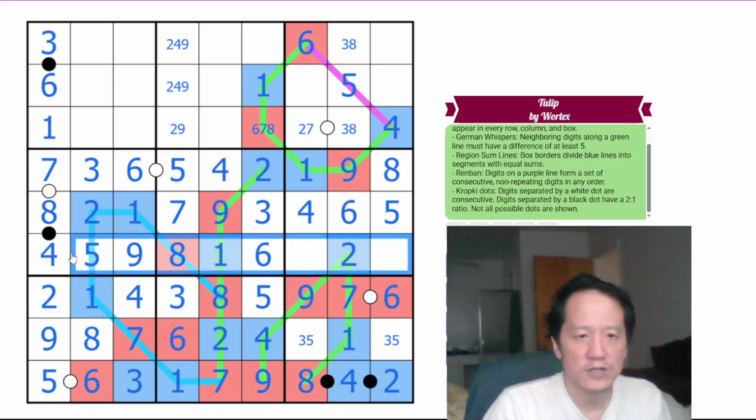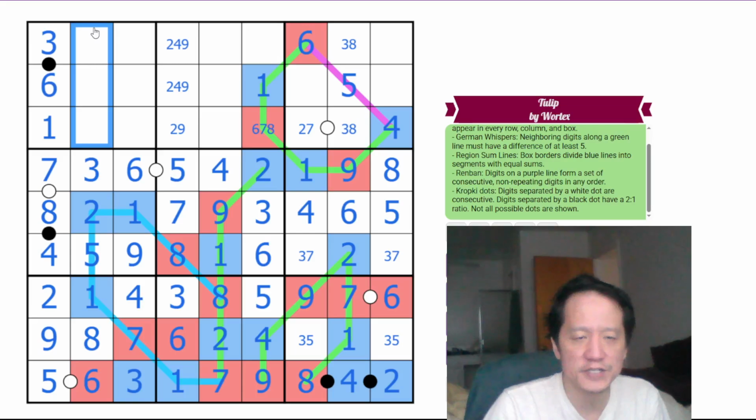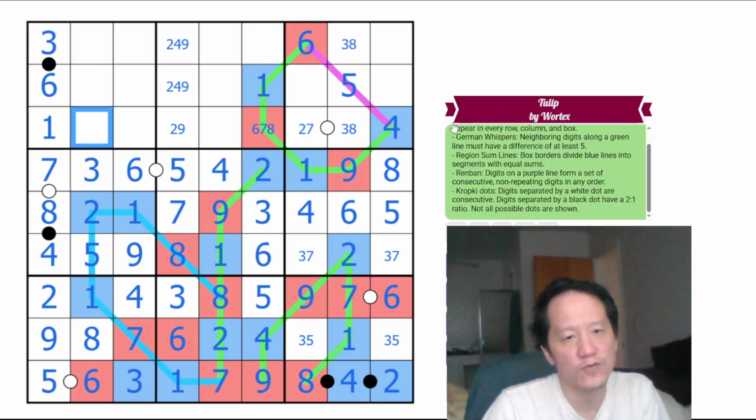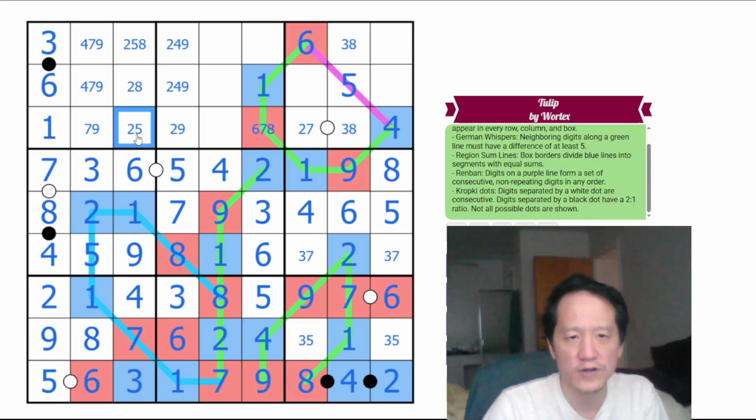Remaining digits in row 6 are 3 and 7. They could be either of them, though. 3 or 7. Okay, the remaining digits in column 2 are 4, 7, 9. Well, this can't be 4 because of that 4, so this is 7, 9. Remaining digits in column 3 are 2, 5, and 8. This is 2 and 8, then 2, 5, 8 here.